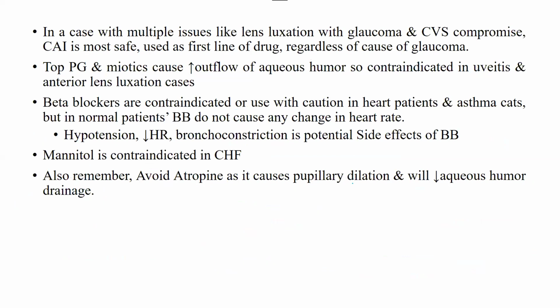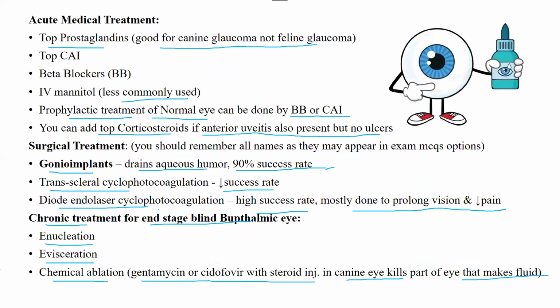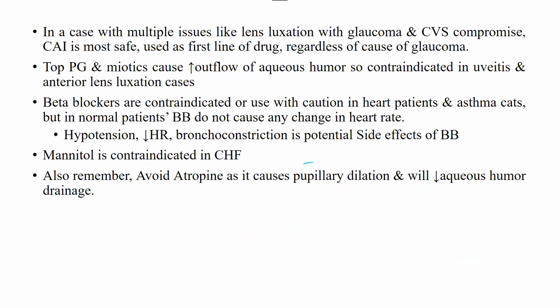In case of multiple issues, okay, these are the indications for how you are going to pick the drugs in acute treatment, because in this slide we have talked about it. In acute treatment we can use topical prostaglandin, CAI, beta blockers, mannitol; we have all of those options that we can pick as per our preferences. But how are preferences made? In cases with multiple issues like lens luxation with glaucoma or cardiovascular compromise, CAI is the safest. So use this drug as the first line regardless of the cause of glaucoma.